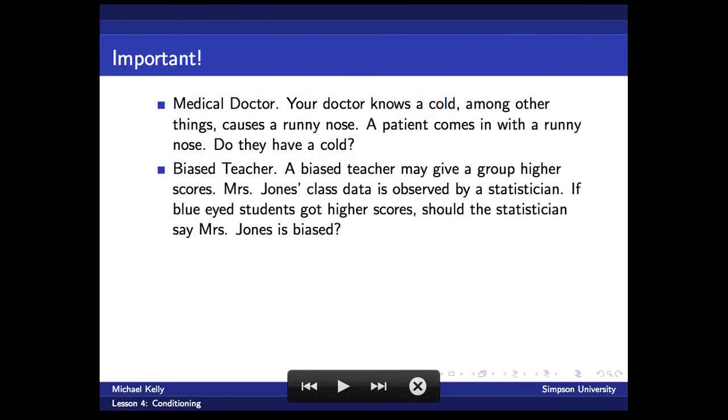Another situation could be a biased teacher. A teacher that's biased might give a certain group of students higher scores. There's a particular teacher named Mrs. Jones, and she has her class data observed by a statistician. And the statistician notices that the blue-eyed students all got higher scores. So should the statistician say that Mrs. Jones is biased? Notice that we know if she's biased, then she might give blue-eyed students higher scores. But what we actually observe is that blue-eyed students get higher scores. The question is, is she biased?